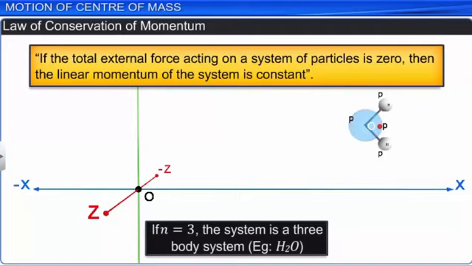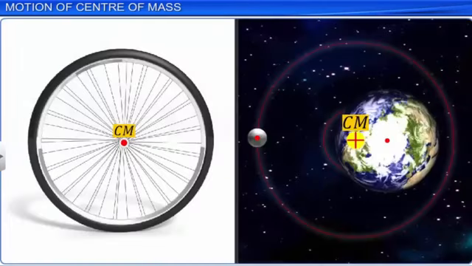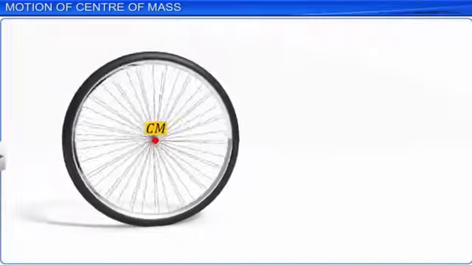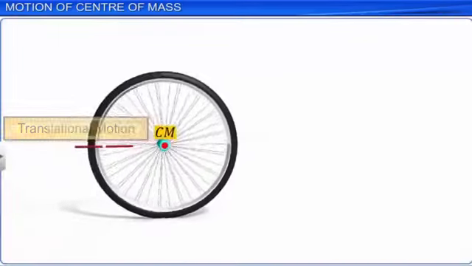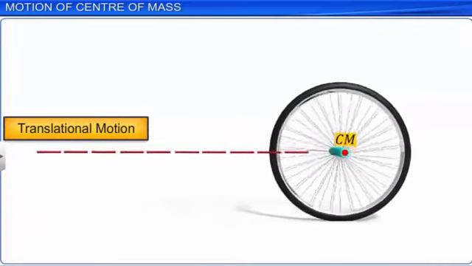A rigid body may have both translational and rotational motion. In such cases, it is usually convenient to work with the reference frame that is attached to the center of mass of the system of particles. The motion of a rolling wheel can be considered as translational motion of the center of mass and rotational motion of all other particles about an axis passing through the center of mass.